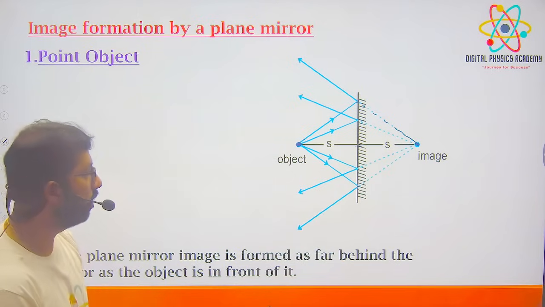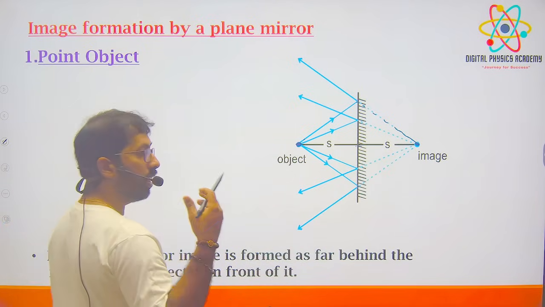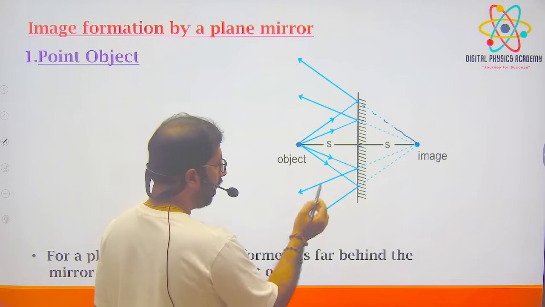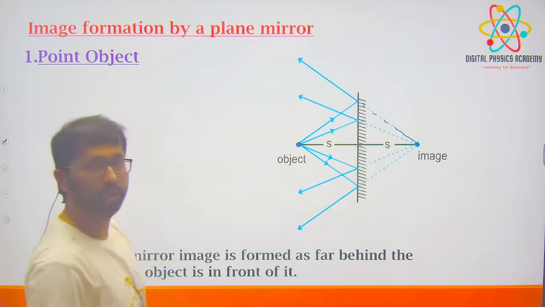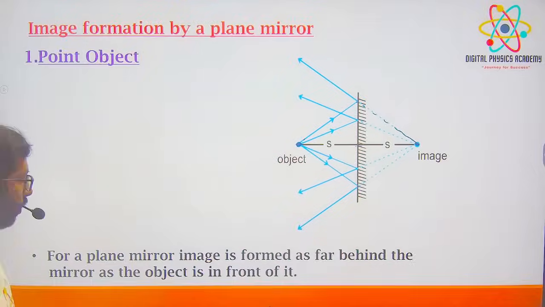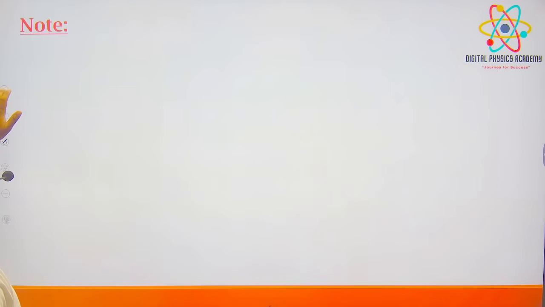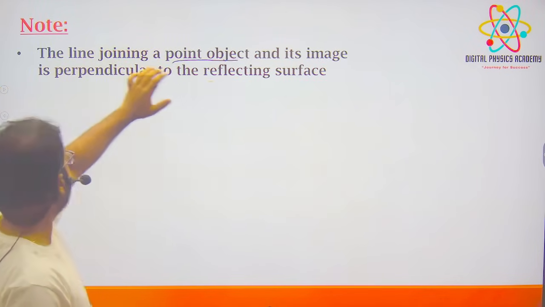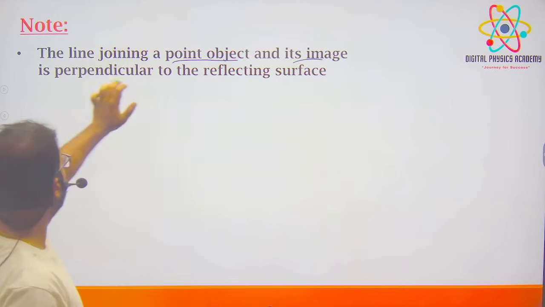Right? Understood? So we can draw the ray diagram also, which will be helpful ahead. When the incident ray of light hits the mirror, it will reflect back and appear to pass through the image point. Got it? Okay. Next.